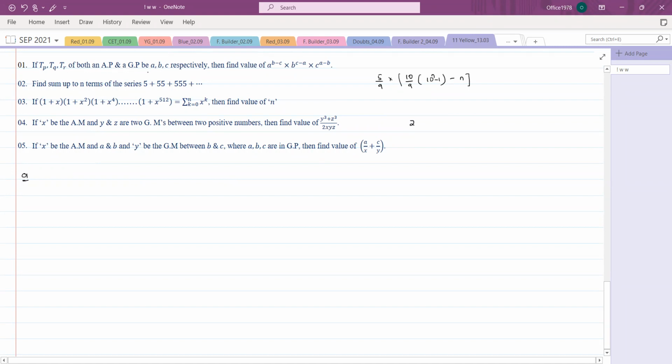Means one AP sequence is there, another GP sequence also there. Okay. तो दोनों का pth term became A, qth term B, and rth term C. Let AP का sequence को मैं ले रहा हूँ A, A plus D, A plus 2D, and so on. And GP का sequence ले रहा हूँ X, XY, XY square, XY cube, like that.